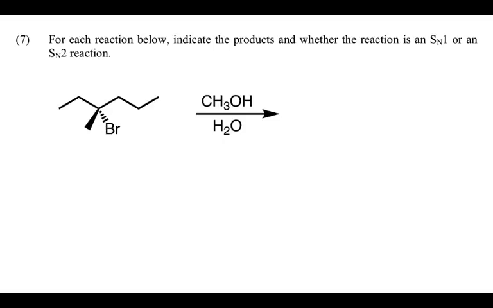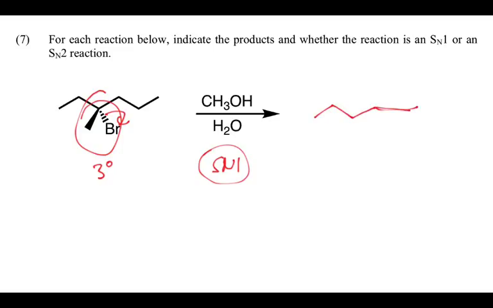Indicate the products, whether the reaction is SN1 or SN2. What about this one? This is a tertiary one. Never SN2, so it must be SN1, okay? That's the only option left. So again, the mechanism is you lose the Br minus first, loss of the leaving group, make the carbocation, and then you get the product, which looks like this, with OCH3.